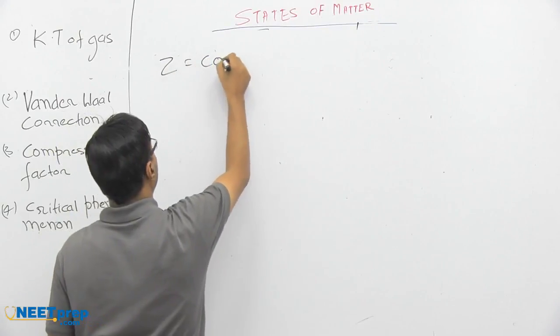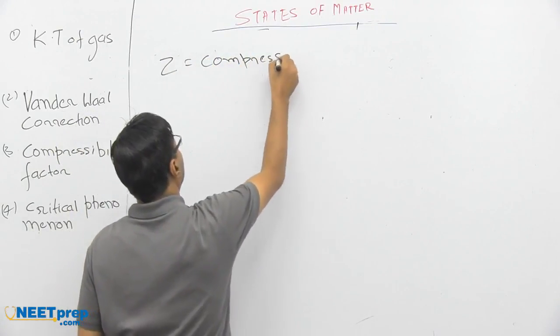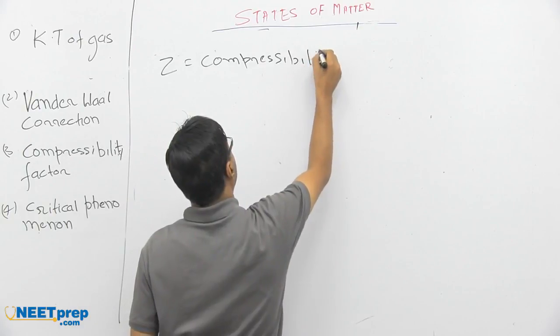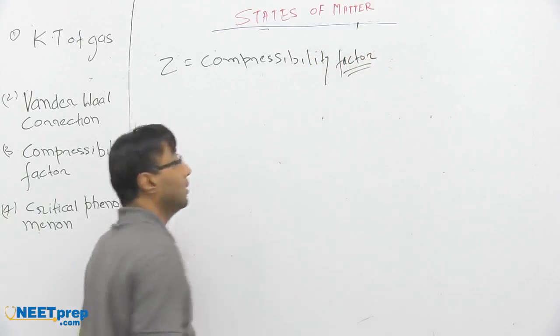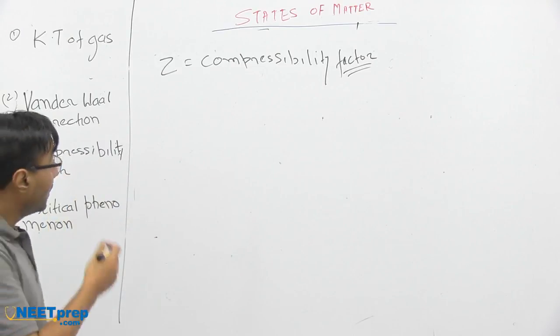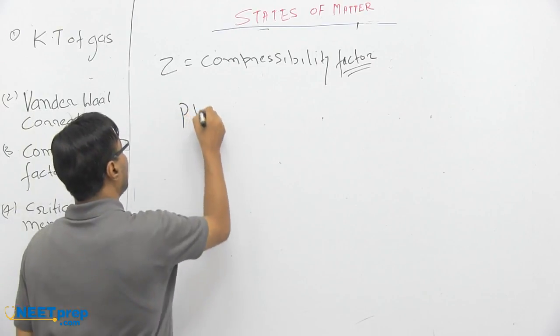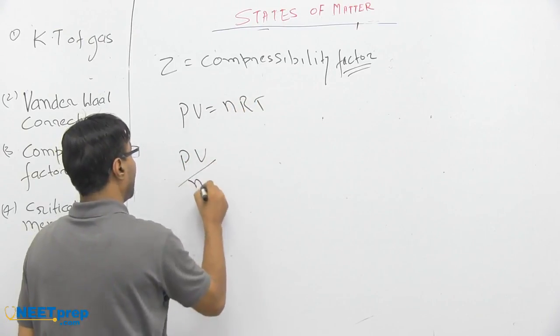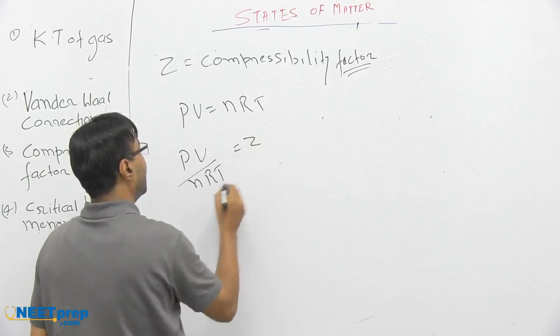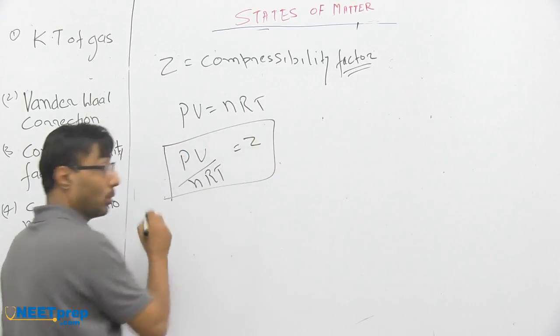Z is the compressibility factor. It is the ratio of PV to nRT. So PV by nRT is equal to Z.